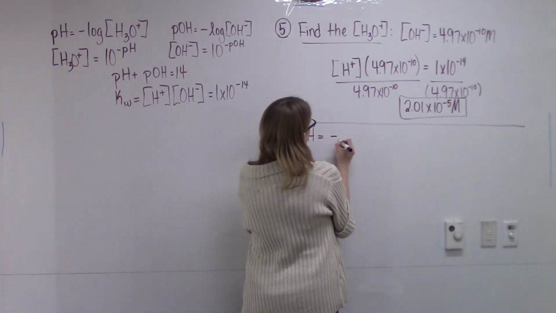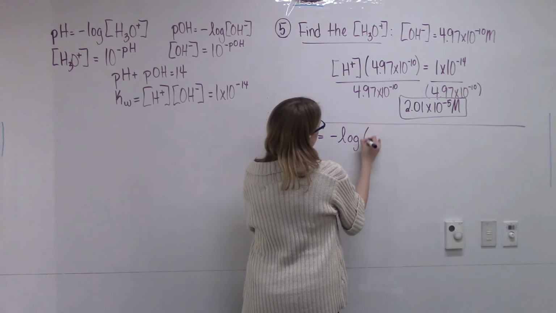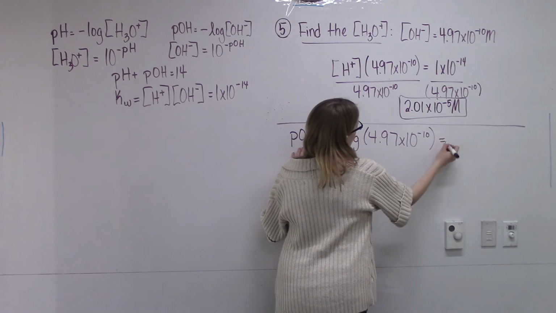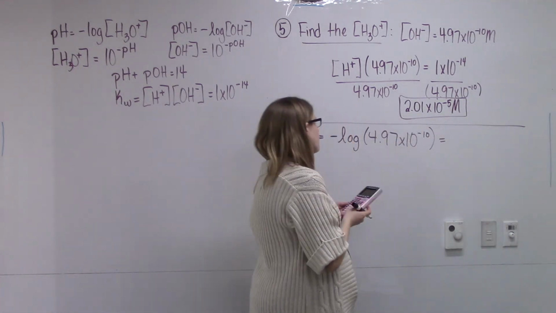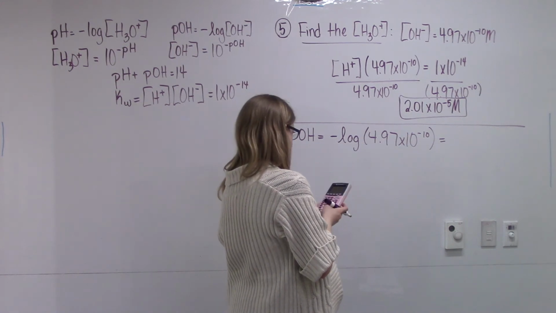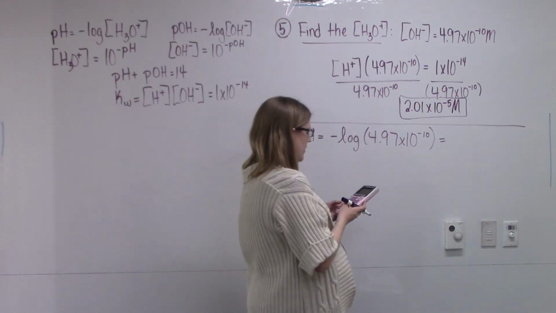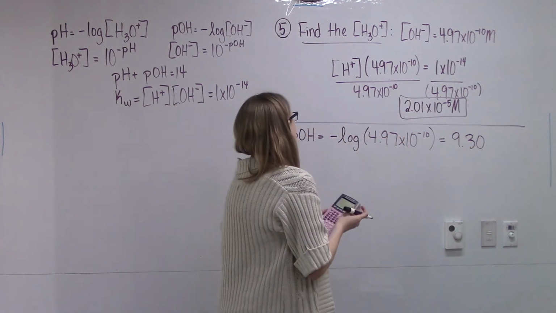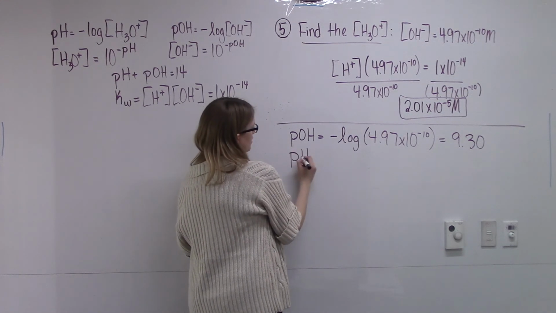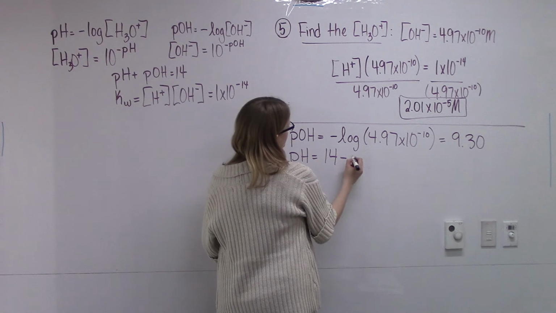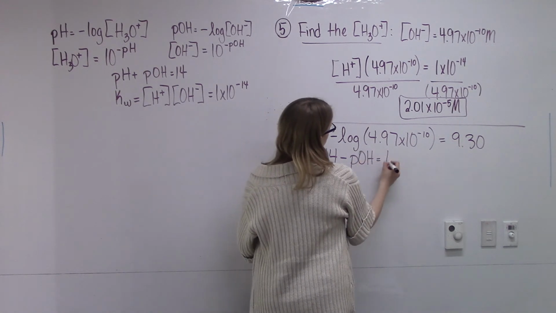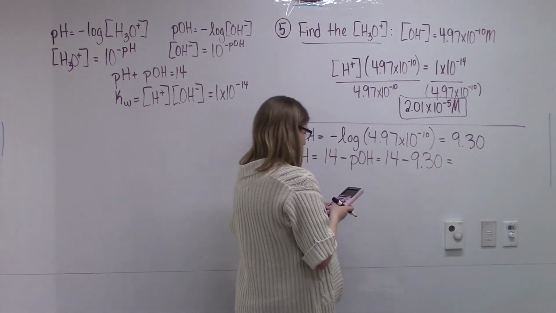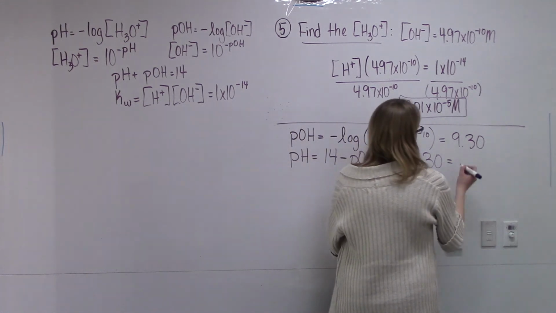So pOH equals the negative log of the OH minus concentration, which is 4.97 times 10 to the negative 10th. And when we plug that into our calculators, we get 9.30. Okay, now we've got to find our pH. It's going to be 14 minus the pOH, which is 14 minus 9.30. So when we do that, we get 4.70.